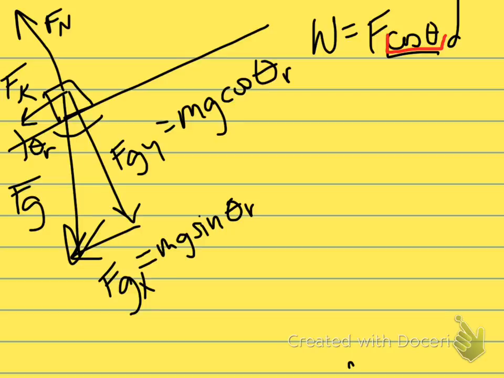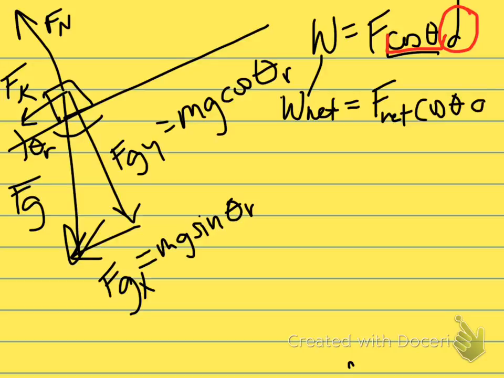So we've got all that. What we need to do is find the distance. We're looking for this piece. Well, remember that this is the net work, so it's equal to the net force times cosine theta times distance. And we have something else that we can set up that's also equal to net work.